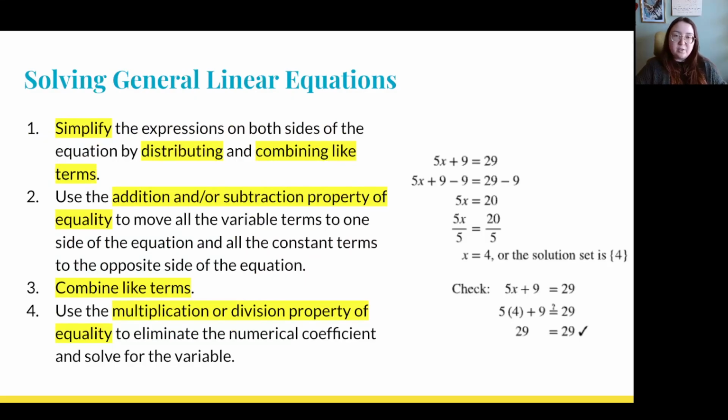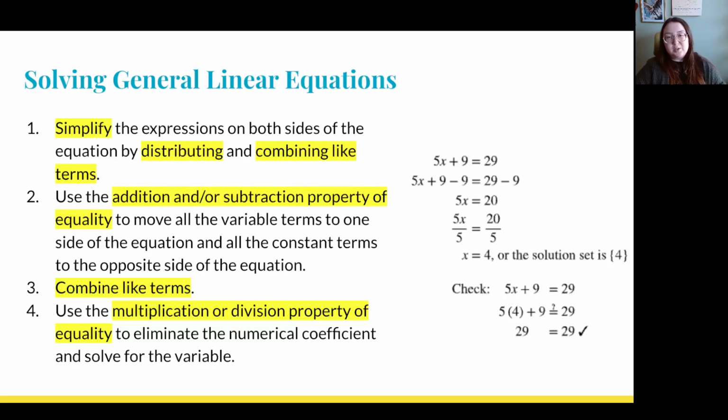So solving general linear equations. So simplifying, we have steps here for solving general linear equations. Number 1 is to simplify the expressions on both sides of the equation by distributing and combining like terms. We learned about that in our last section there. So we'll distribute anything that is being multiplied and needs to use the distributive property, and then combine any like terms that you see on the same sides. So no moving sides yet, just simplifying each side.